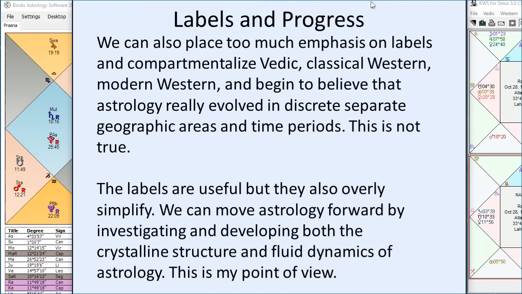We can compartmentalize Vedic as if it was a discrete, separate area of astrology, and then there's classical Western and modern Western and vibrational astrology. They're not actually completely distinct. The labels are okay because they give us a general sense of what we're talking about. There's actually so much variation within each school of astrology, and so much information went back and forth.